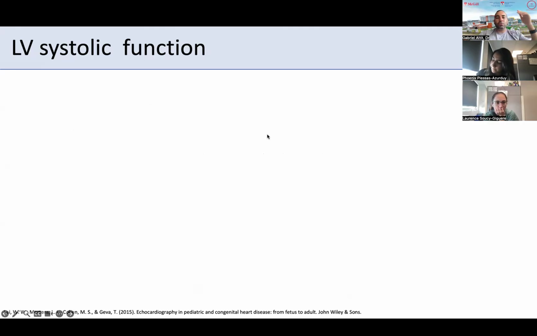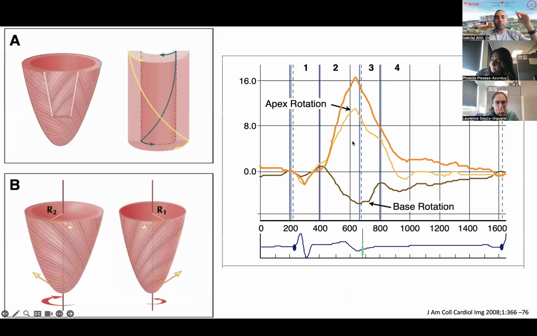So basically, you take that property. You have the twist, which is that line here. The peak twist is basically the orange line. This is the apical rotation, this is the basal rotation, and your orange line is your apical rotation minus your basal rotation. These are calculated in degrees, so it's really a degree of rotation.